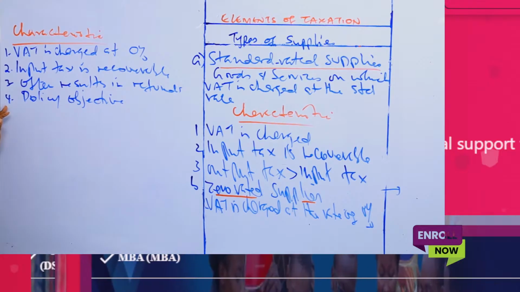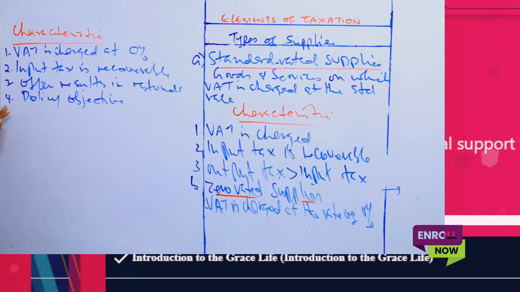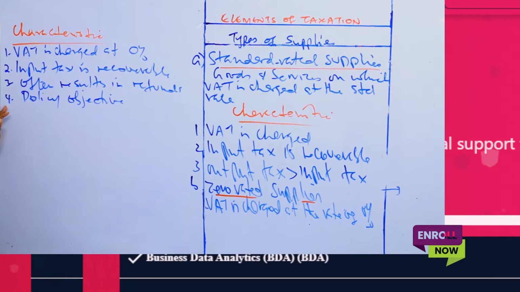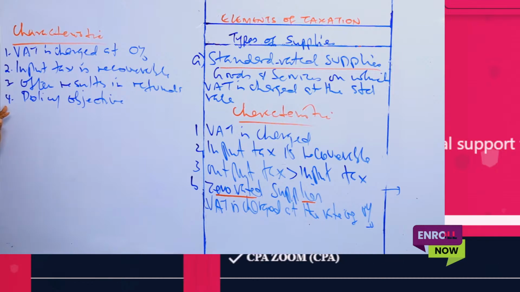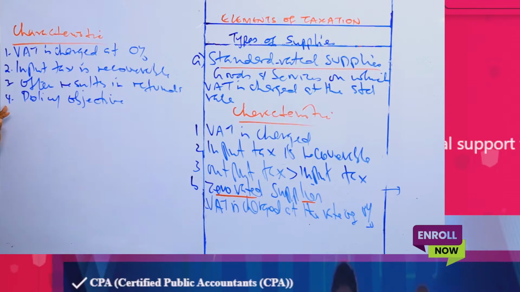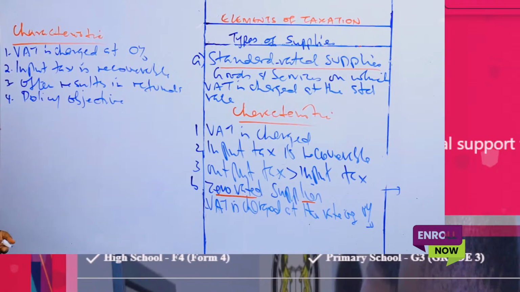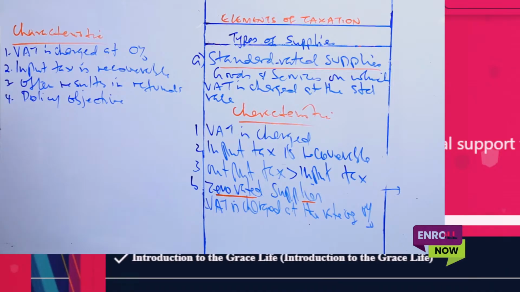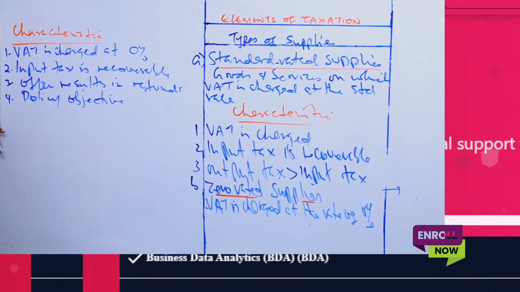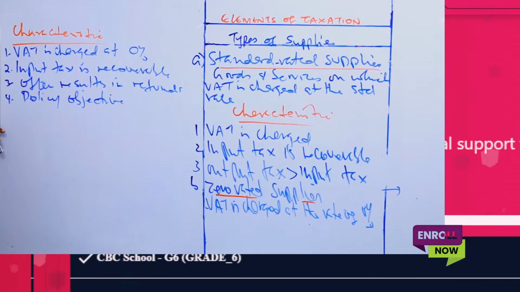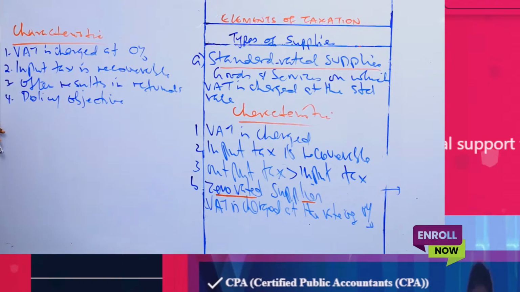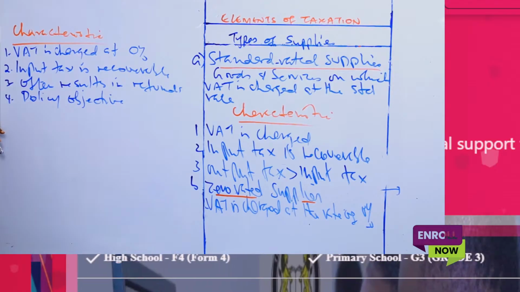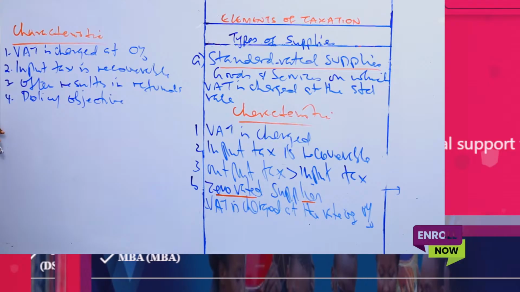Another example is international transport services: transport of passengers and goods by road or air outside Kenya. There could also be certain goods that are used in exploration and production of oil, production of gas, or mining. You understand? Yes. Those are examples of zero-rated supplies.